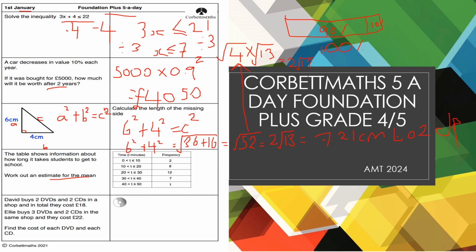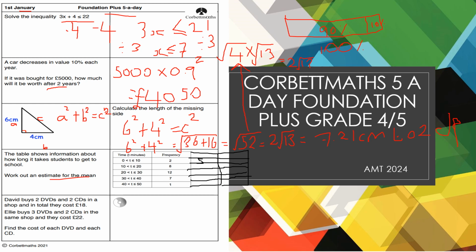So I'm going to make those 2 extra columns. You've got midpoint and midpoint times frequency. So the midpoint of 0 and 10: you add the 2 numbers and then halve it. So that'll be 5 there.